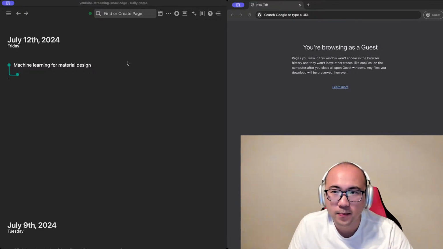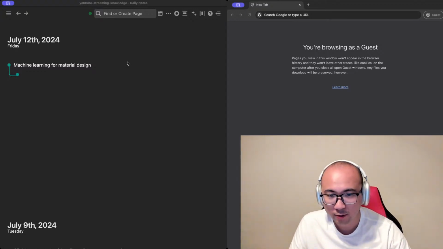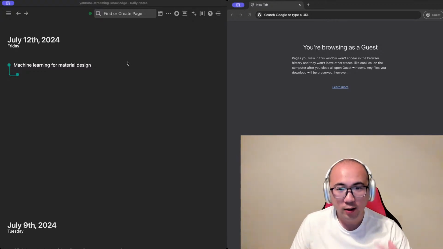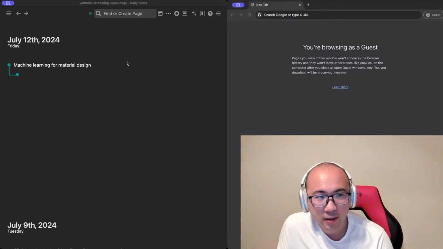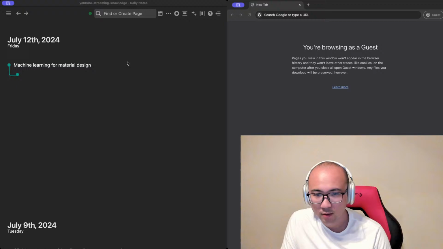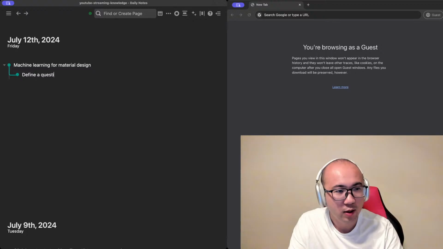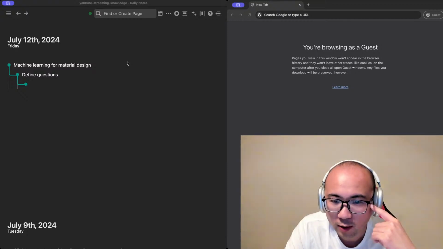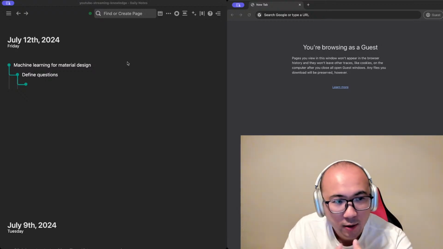But how can we really do it? What kind of things are we trying to learn? For example, machine learning for material design. I think there is a very specific point here, so we need to define questions. We really need to define what kind of things we want to build on, right?